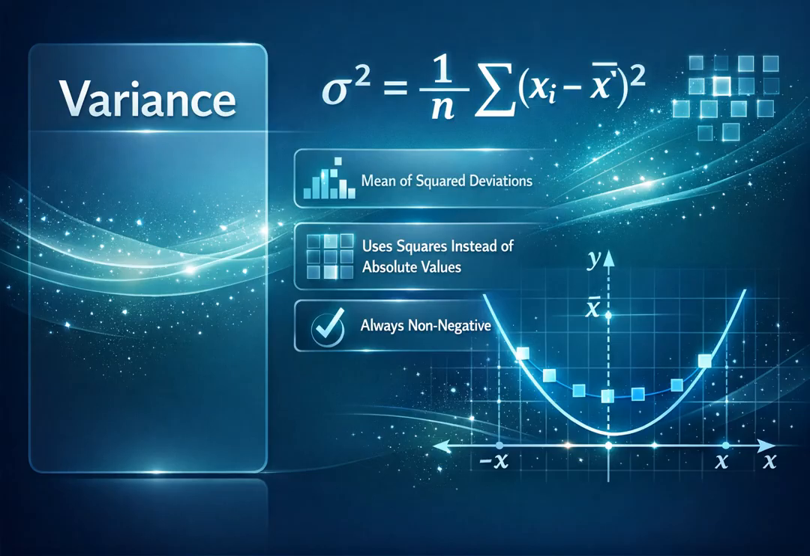Variance is another measure of dispersion. It's the mean of squared deviations from the mean. The formula is sigma squared equals 1 over n times the sum of xi minus x bar, squared. Instead of absolute values, we square the deviations. This avoids the zero-sum problem and has nice mathematical properties.